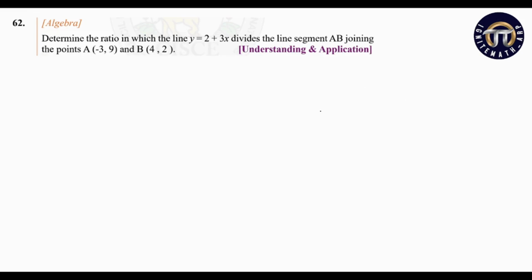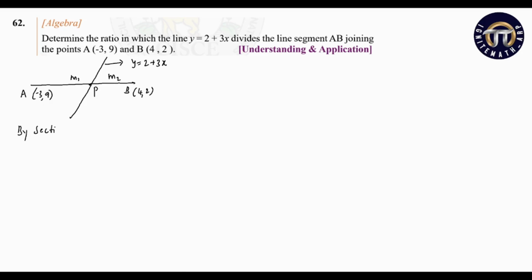Now let me take the next question. Determine the ratio in which the line y equal to 2 plus 3x divides the line segment joining A, B. The coordinates of A and B are known to you. Point A is -3 comma 9, and B is 4 comma 2. The line y equal to 2 plus 3x divides the join of the points A, B in a particular ratio. I will take the ratio as m1 and m2, and take this point as P. This line is passing through the point P. So now what can I write?